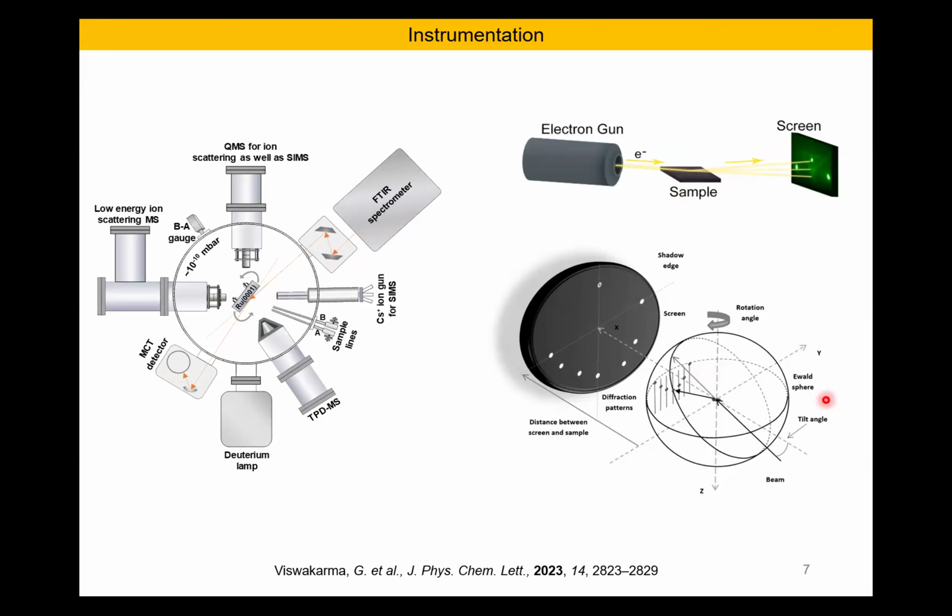Then it will go to the screen and you will see the spots. So how does it work? It works on the reciprocal lattice. If you look here, this is the reciprocal lattice cutting the Ewald sphere. The Ewald sphere has a radius of 1 by lambda, where lambda is the wavelength of the electron. Where the reciprocal lattice is cut by the Ewald sphere, that spot you only see on the screen. This distance is called the momentum transfer vector, because the electron ray is transferring from here to this point.